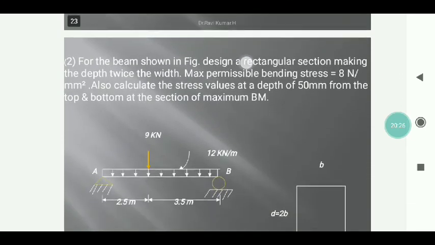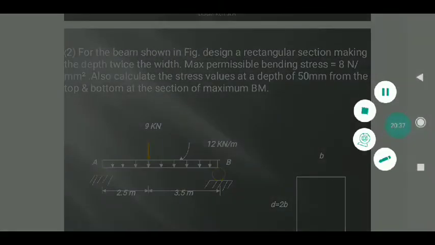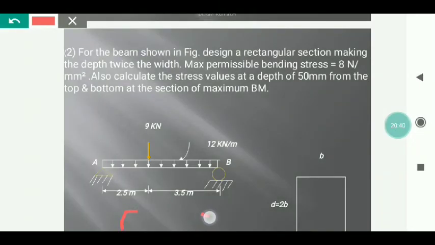In the same way we have a second problem here, where the beam is subjected to a UDL as well as a point load, and the point load is acting at a distance of 2.5 meter, and the other span is 3.5 meter. A rectangular section is given where the depth is given as 50 mm, and the bending stress is already given as 8 Newton per mm square. So the job in this problem is to find out the maximum compressive stress as well as tensile stress. So the first step is to calculate the reactions.